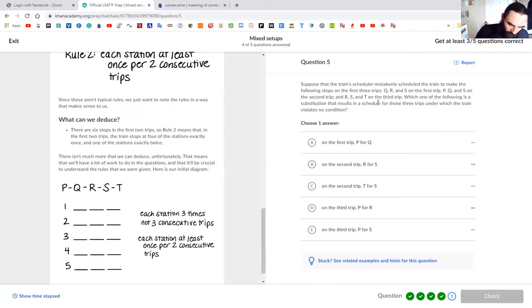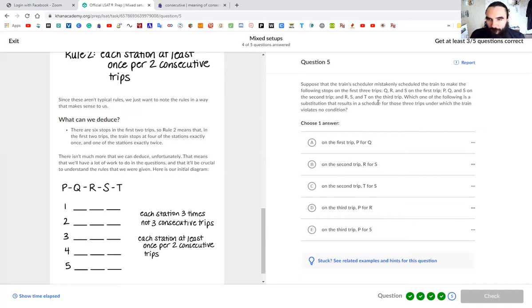Okay, let's make a diagram again. QRS on the first, let's just write it down. QRS, PQS, and RST on the third trip. So the mistake is that Q and S violate the rule, two times on Q, two times on S, no T on the second trip. And it also violates the rule, there are three S in a row, which also violates the rule.